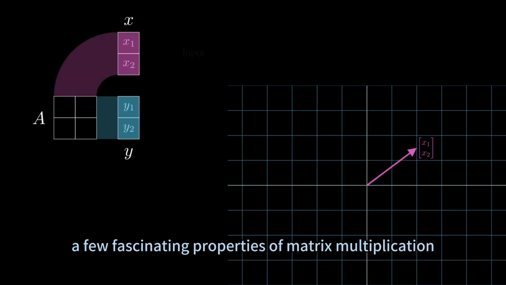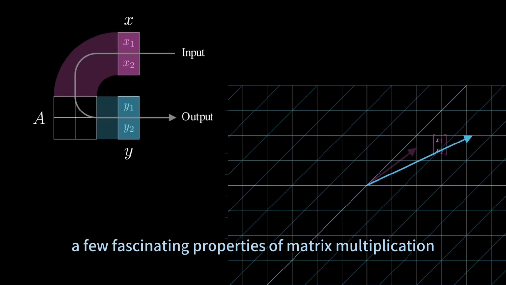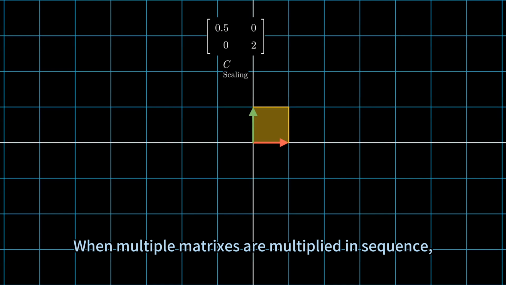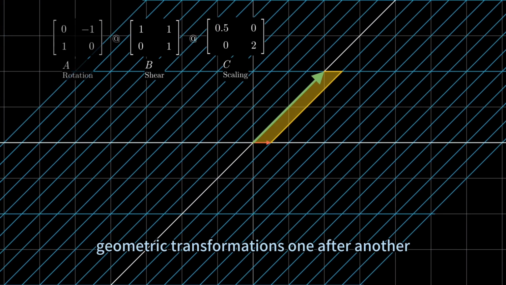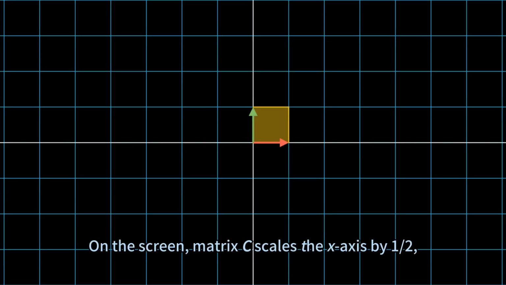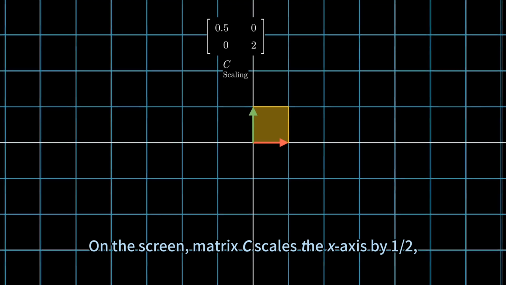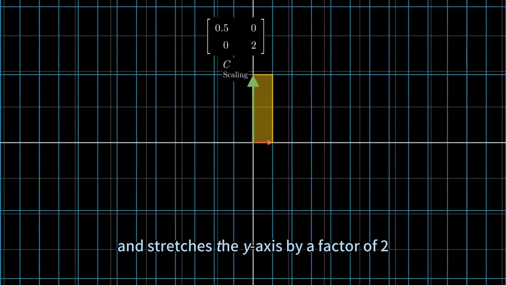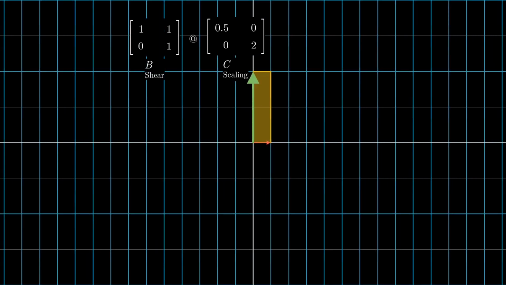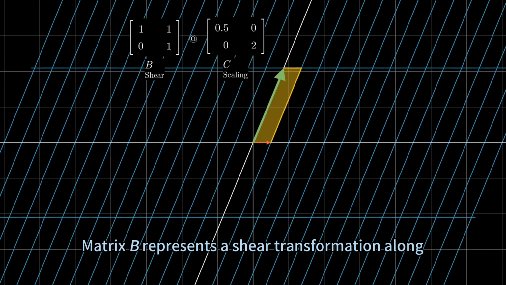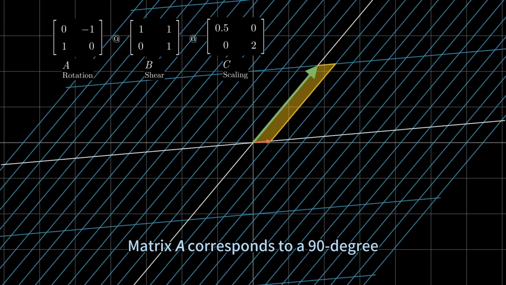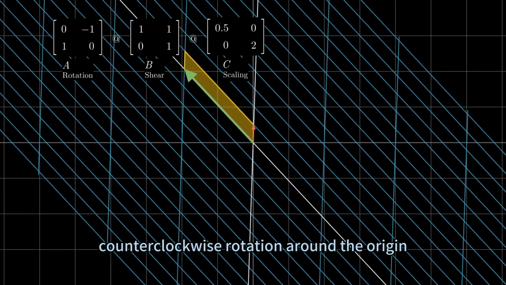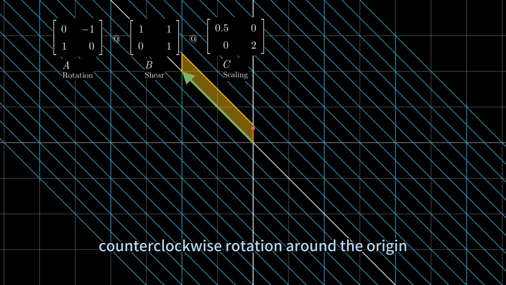Now let's explore a few fascinating properties of matrix multiplication. When multiple matrices are multiplied in sequence, it's just like applying a series of geometric transformations, one after another. On the screen, matrix C scales the x-axis by 1/2 and stretches the y-axis by a factor of 2. Matrix B represents a shear transformation along the horizontal axis. Matrix A corresponds to a 90-degree counterclockwise rotation around the origin.